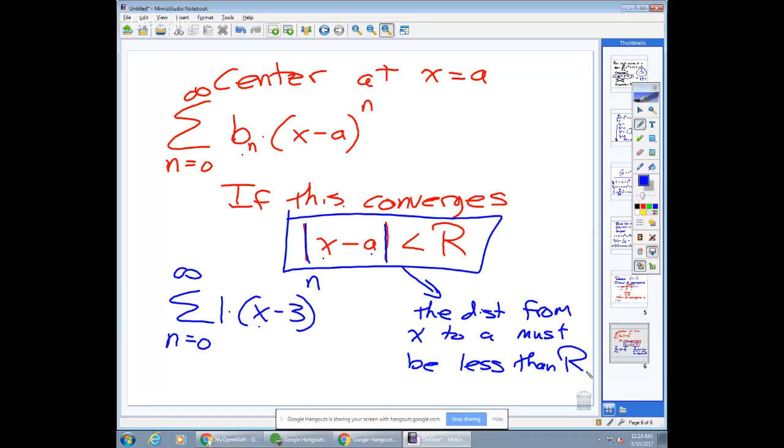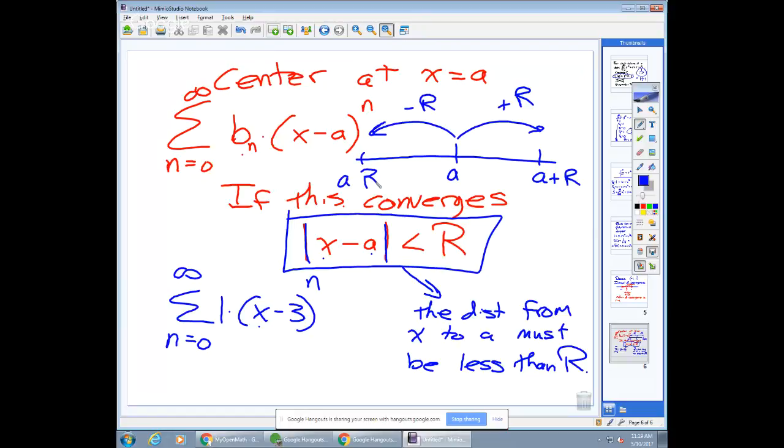So if I look at that on a number line, a is the center of attention here. X is some number to the left or right of a, I don't know which. But what I want to make sure is that if I move r that way, that would put me at a plus r. Or if I move r that way, that would put me over here at a minus r. X has to be some number in that interval here. That's the interpretation of that guy right there.